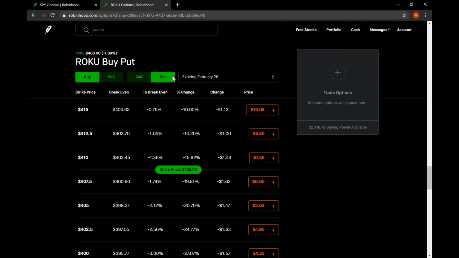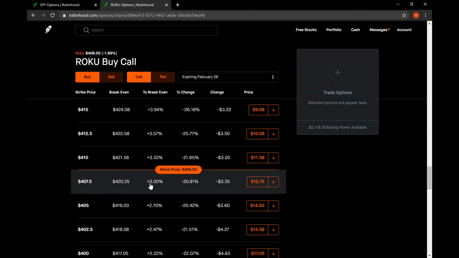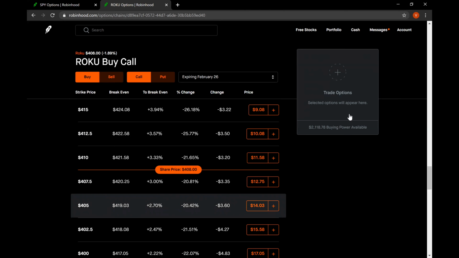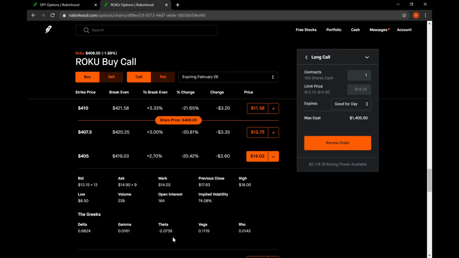All right, so it's the same scenario. Let's say you want to buy an in the money call option for expiration date February the 26th. You click on the 405, click on the plus sign, continue, click on one contract. One contract is going to cost you about $1,405. And then you have the bid, you have the ask, you have the delta, you have the theta. For this contract, for every day that you hold, you lose about $200.